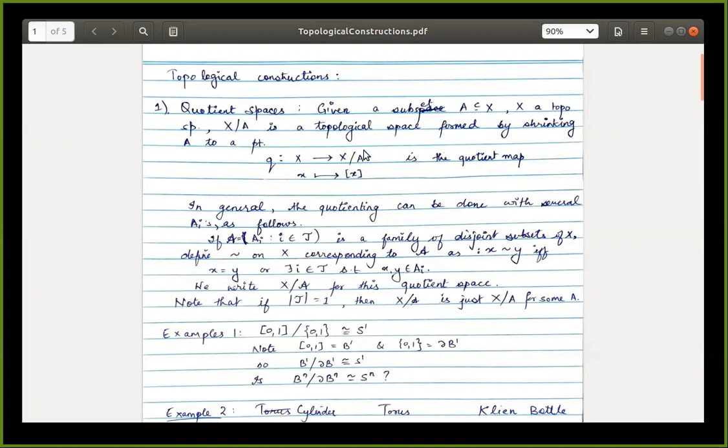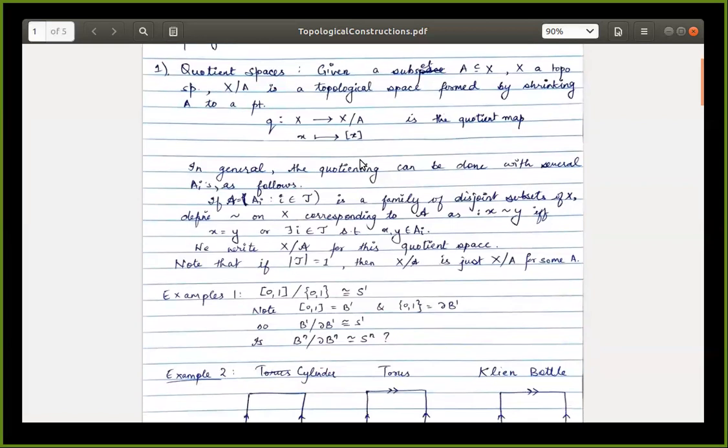Here we are seeing it in the sense of one set, but this can actually be done with a family. Because when we are dealing with more constructions, which we will see later in this video, we would be doing several sorts of shrinking at the same time. Here we said that A is being shrunk to a point. There might be several A's which are being shrunk to different points. That's why let's see the general way of defining this.